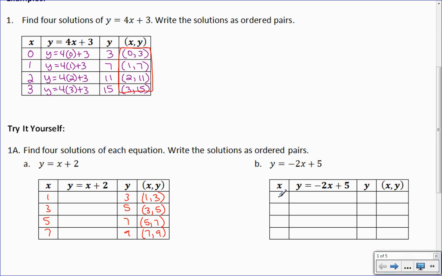For the second one, the numbers I chose for x were 2, 4, 6, and 8. And the y values I got as a result were 1, -3, -7, and -11, and that gave me the ordered pairs 2, 1, 4, -3, 6, -7, and 8, -11. And again, you can have different ordered pairs, that's fine. These are just some examples.